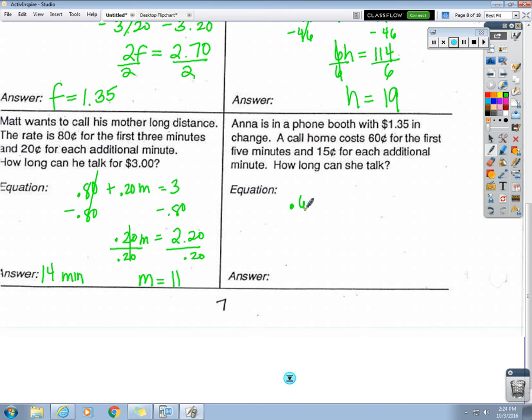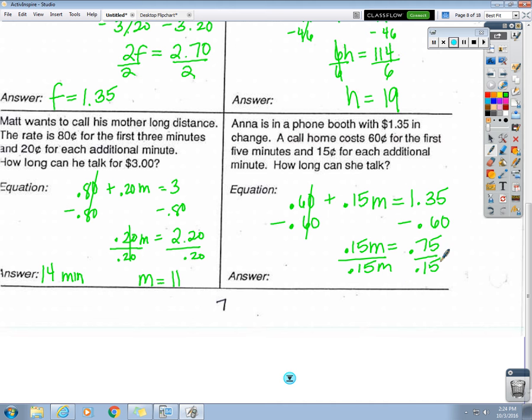Right, 0.60. Don't forget that decimal point, otherwise it's like $60. Plus 0.15 M equals $1.35. So what do we do first? Right. And then get 0.15 M equals, and now we, and so M equals 5.